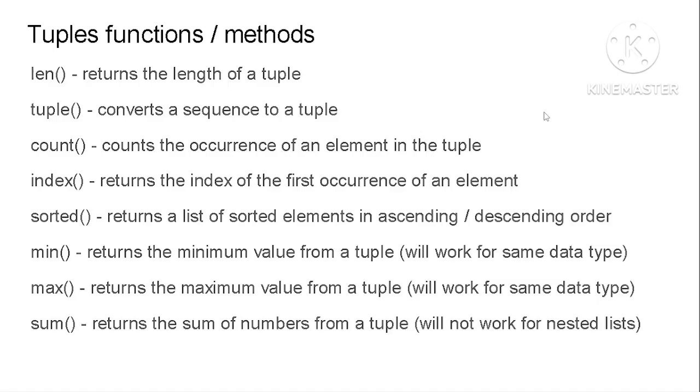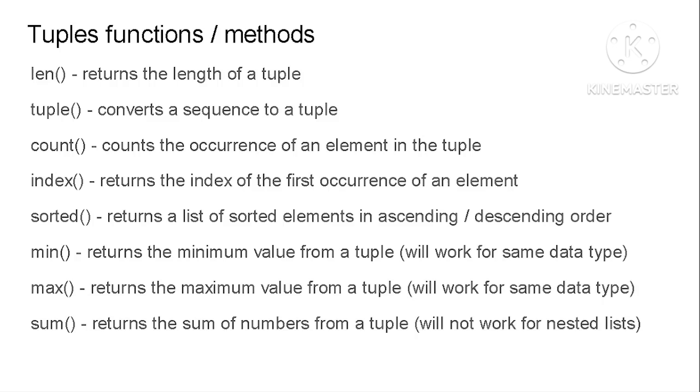Let us learn about tuple functions and methods. The number of methods in tuples is very small. Why? Because tuples are immutable data types, so you cannot add any element. So append, extend, insert, remove, pop, all these things are not possible. In the same way, sort and reverse are not possible, because you cannot change any element inside a tuple separately. So all those functions which are present in the list will not work for a tuple.